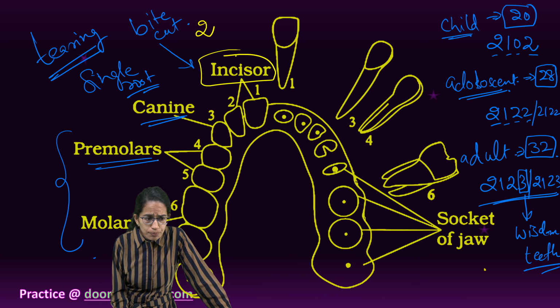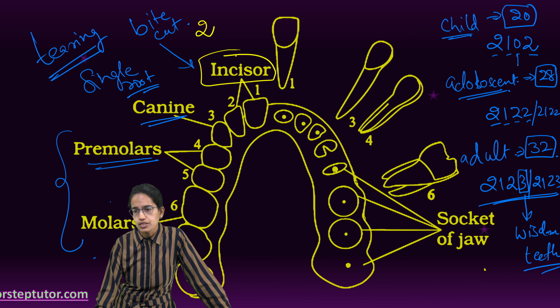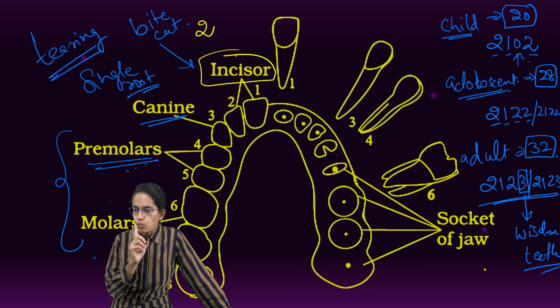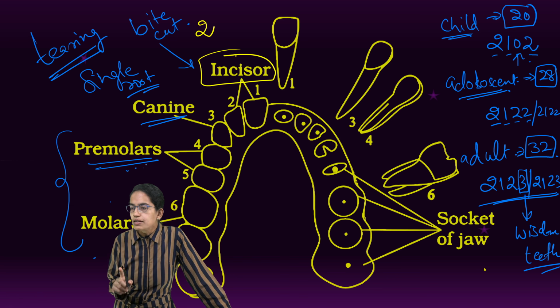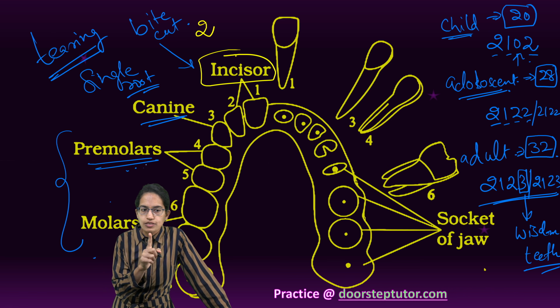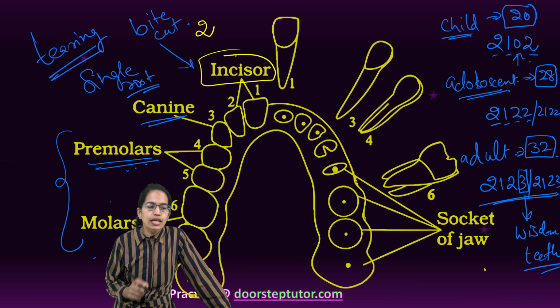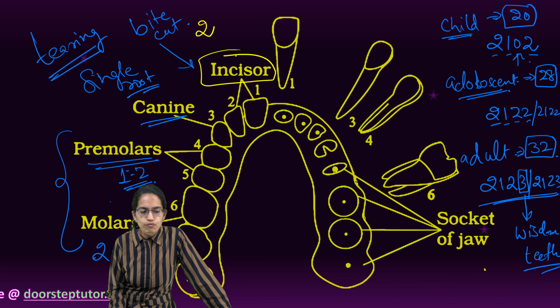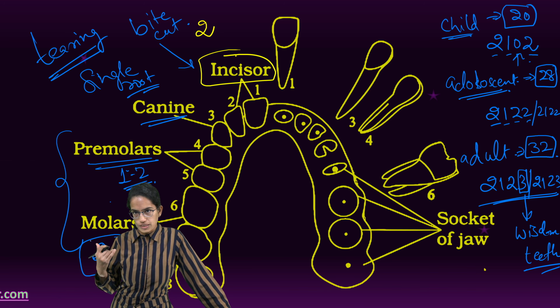Now, premolars are absent as we saw in the children. So, premolars are called monophyodonts because they appear only once in the lifetime. Premolars have only 1 or 2 roots. So, single root in the case of incisors and canines. In the case of premolars, there are 1 or 2 roots. However, in the case of molars, it is 2 and 3 roots which are present.